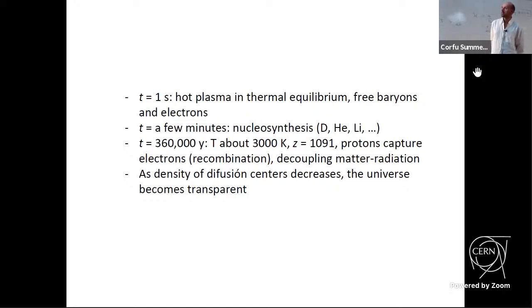As the universe expanded, this plasma started to cool down, and protons started to capture electrons, giving rise to atomic structures, a process called recombination, and eventually matter and radiation decoupled. This plasma was opaque, so photons couldn't travel freely because they were scattered endlessly by the rest of the components. But as the density lowered, the mean free path of photons increased, and at some point they were able to move freely, and the universe became transparent to light.